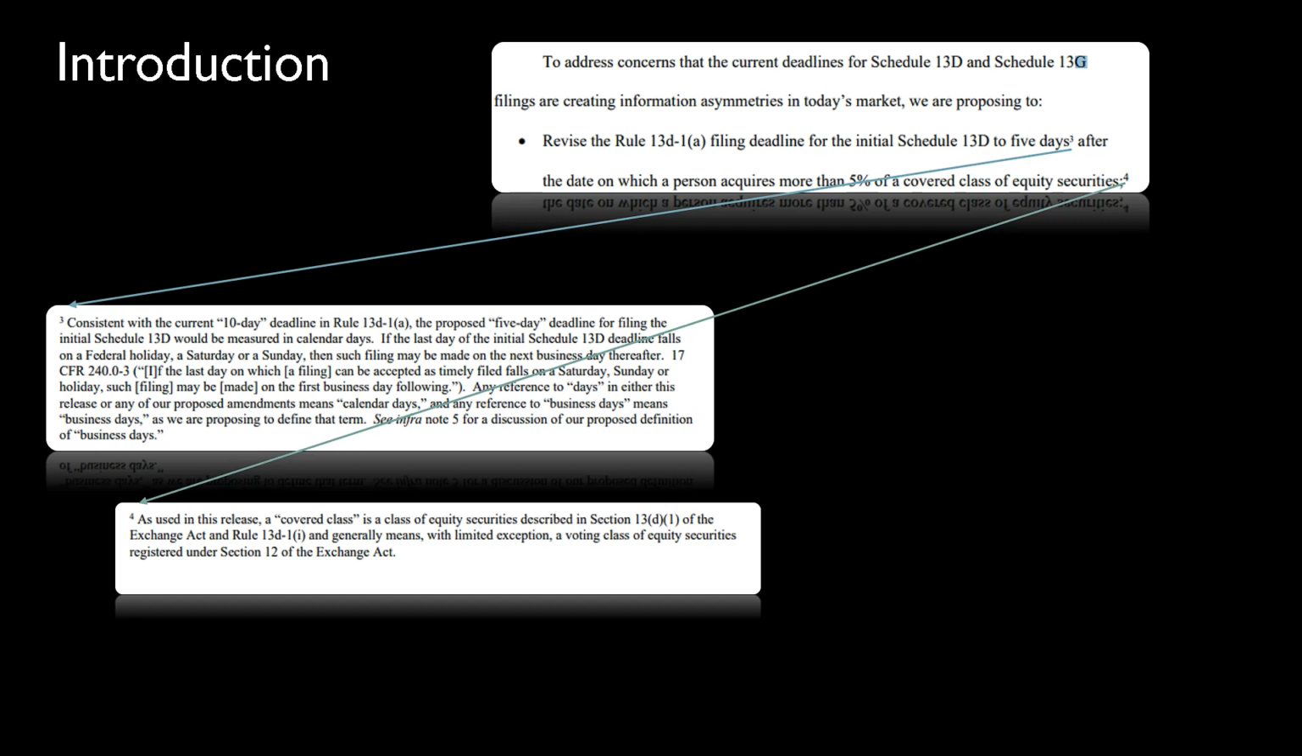So, Super Note 4. As used in this release, a covered class is a class of equity securities described in Section 13D-1 of the Exchange Act and Rule 13D-1, Paragraph I, and generally means, thank you for defining it for us, Gary, with limited exception, a voting class of equity securities registered under Section 12 of the Exchange Act.